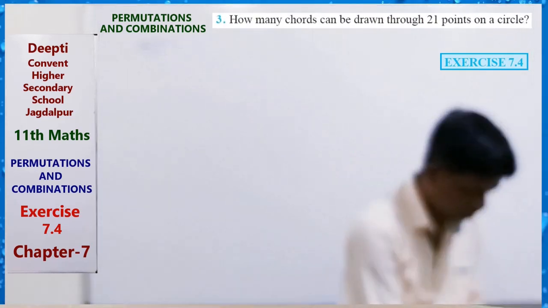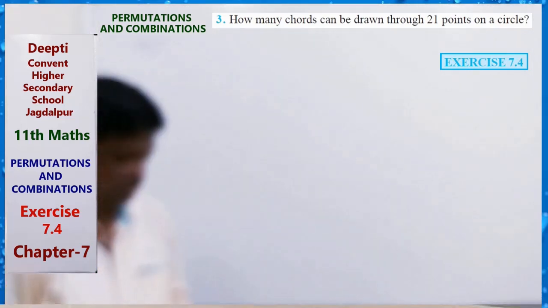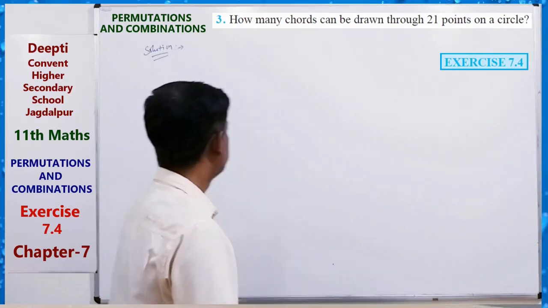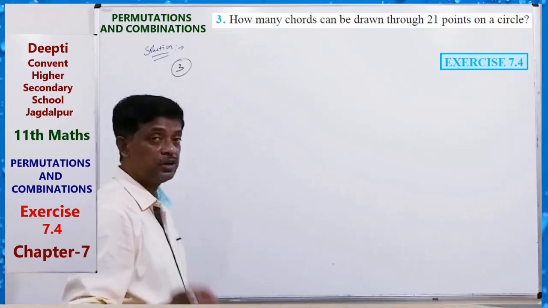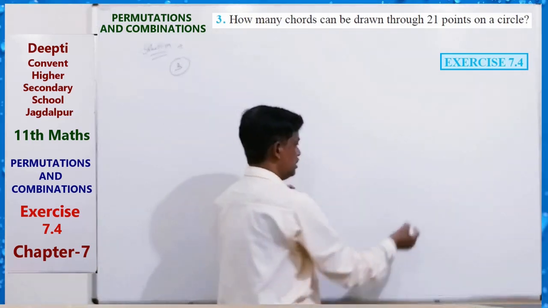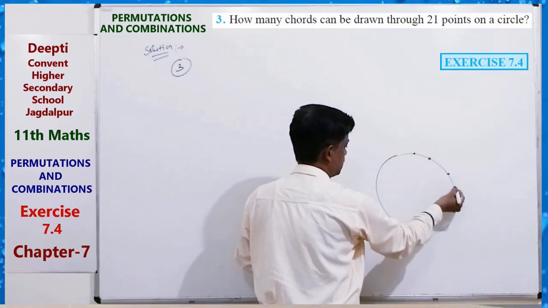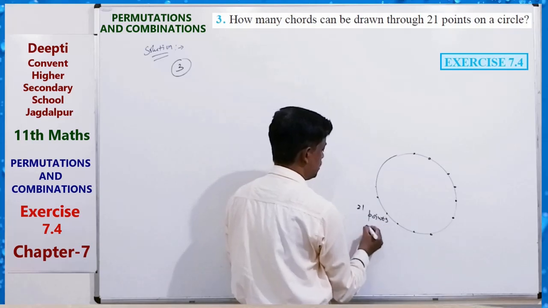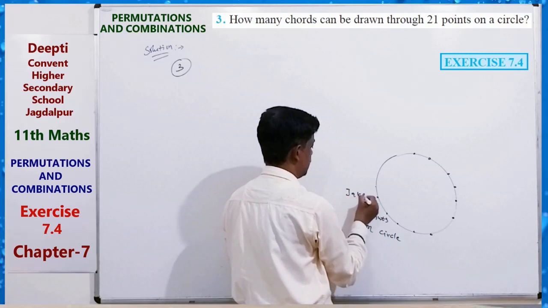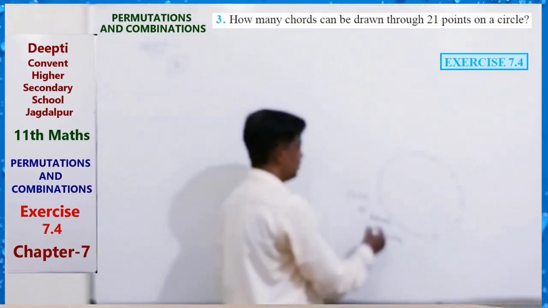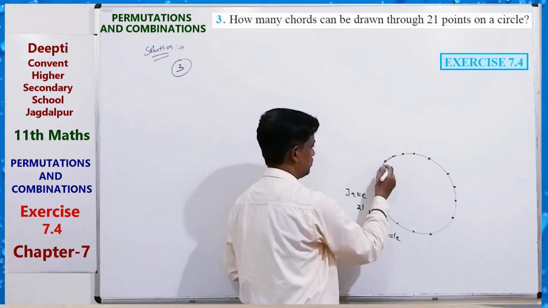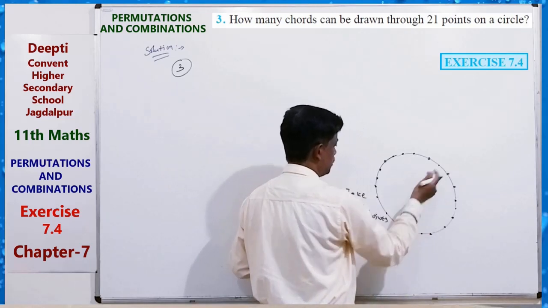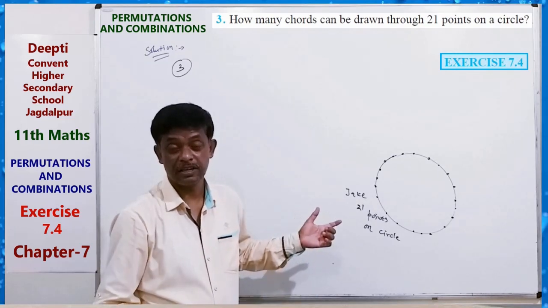This is related to combination questions. So see here. How many chords can be drawn through 21 points on a circle? Question 3. Okay. Question 3 is what? How many chords can be drawn through 21 points on a circle? Suppose we have a circle like this. How many points are there? 21. 21 points on a circle. How many chords can be drawn?